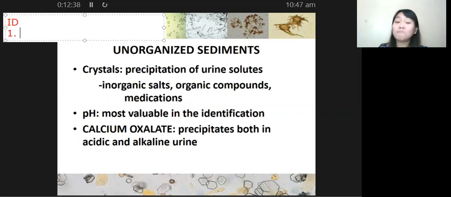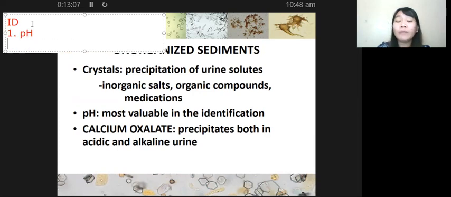Okay, so nakalagay dyan, pH. So this is the most valuable parameter in the identification of your crystals. Okay, so your pH actually determines what chemical, or what solute will precipitate in your urine. Okay, so that is one parameter that we have to consider, or one technique that we have to consider.